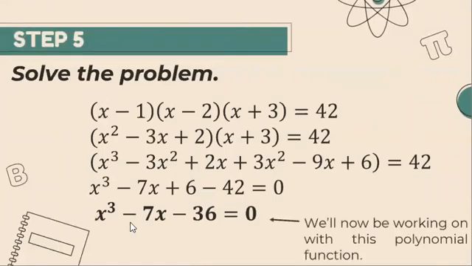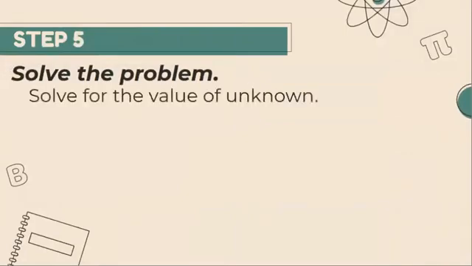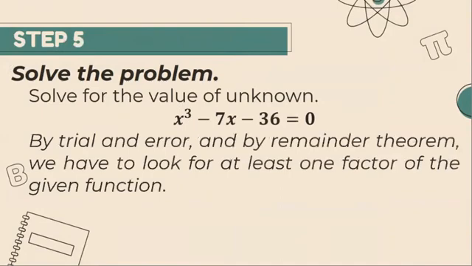So ito na ngayon, yung given expression na to, we'll now be working on with this polynomial function. So dyan na po natin ma-identify kung ano yung value ng x. So medyo matrabaho lang yung part na to. So we are going to solve for the value of unknown. So if you have your shortcut, pwede rin naman yun po yung inyong gamitin. So by trial and error and by remainder theorem, we have to look for at least one factor of the given function. So balikan po natin yung remainder theorem.